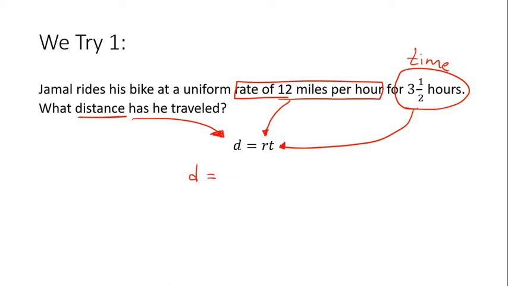D equals, well, I know my rate is 12 miles per hour, so I'm going to put in 12 there. Then I can plug in my hours. I know that that is 3.5. So then I can use my calculator to find 12 times 3.5, and I'll get 42 miles. 42 miles is my distance.